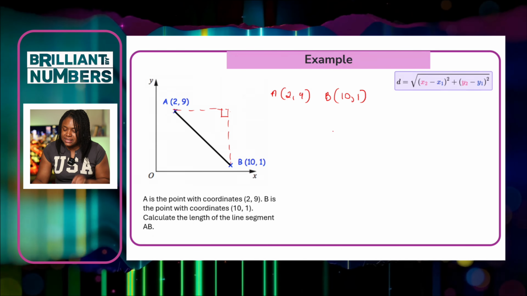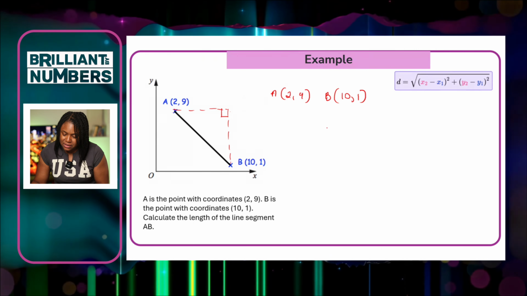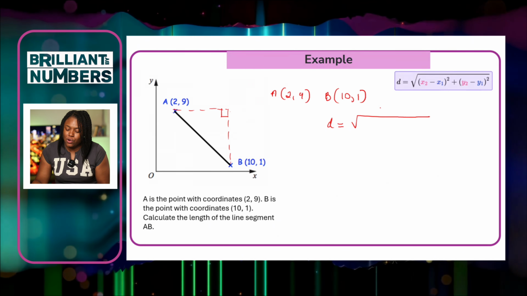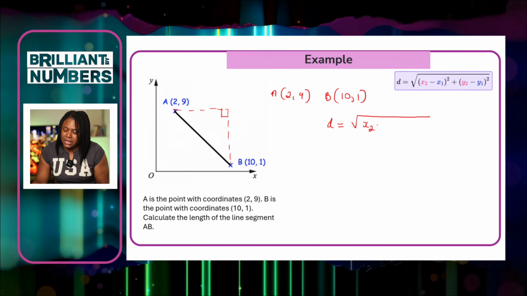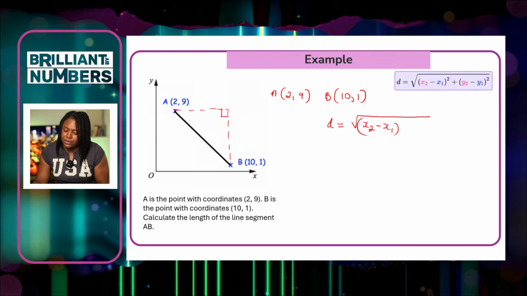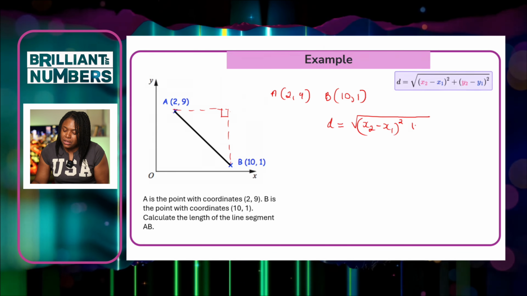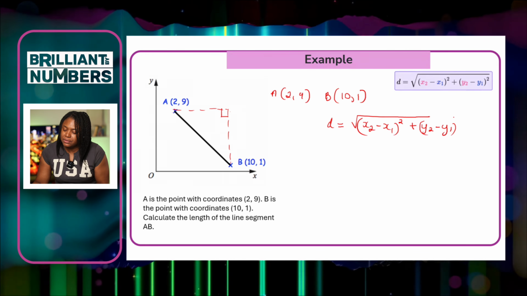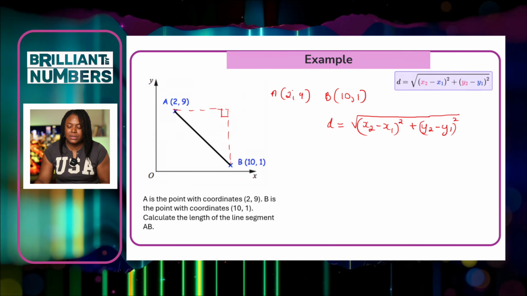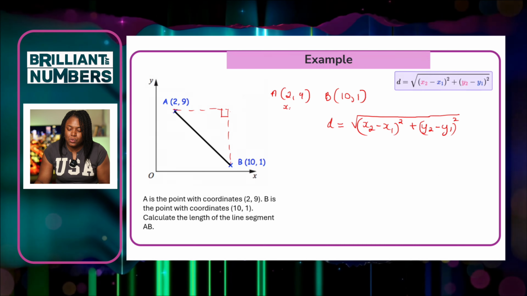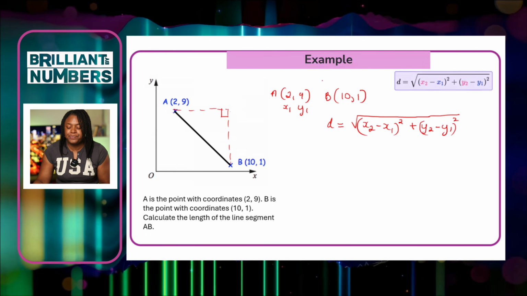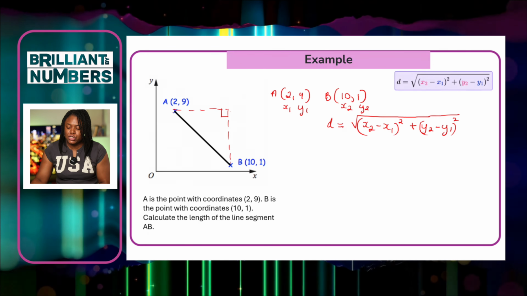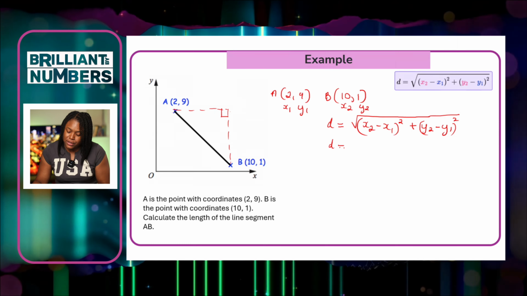We're going to use the distance formula because I want you to practice this. So D is equal to the square root of x2 take away x1 squared, don't forget your square, plus y2 take away y1 squared. Beautiful. So let's go label our coordinates now. x1, y1, x2, y2. We're going to now substitute into our formula.